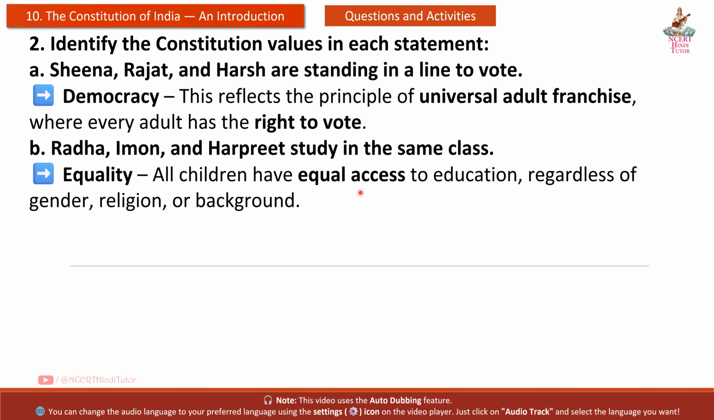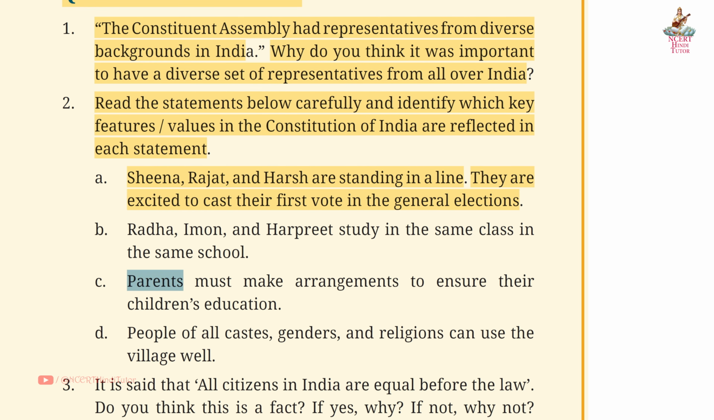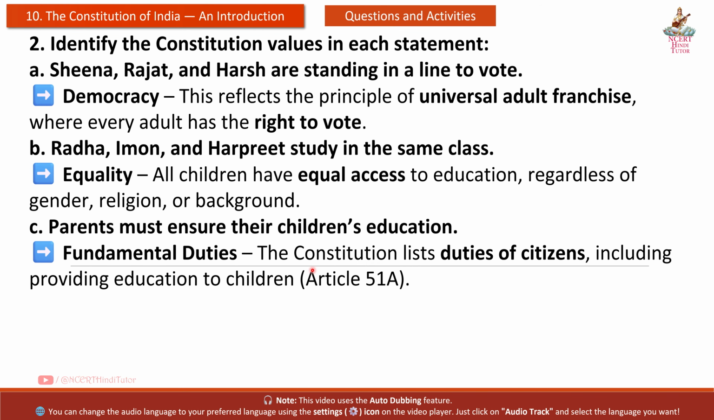All children have equal access to education, regardless of gender, religion, or background. C. Parents must make arrangements to ensure their children's education. Answer: fundamental duties. The Constitution lists duties of citizens, including providing education to children, Article 51A.